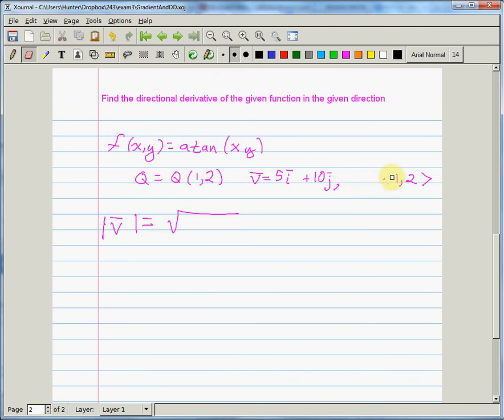We'll just do the problem as it's given, but that would be a good idea if you were just doing it instead of trying to explain it. So what is the norm of this thing going to be? It's going to be 25 plus 100.